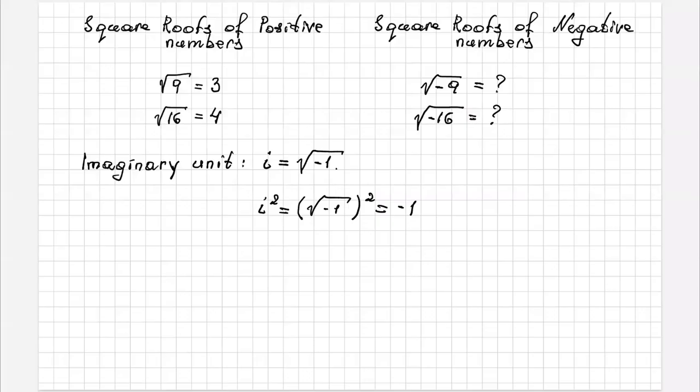Typically, the square of any number is positive, but in this case, because I is the square root of negative 1, its square is negative 1. All right, so we have this notation, and now let's see how it can be used to simplify expressions like the square root of negative 9, the square root of negative 16.